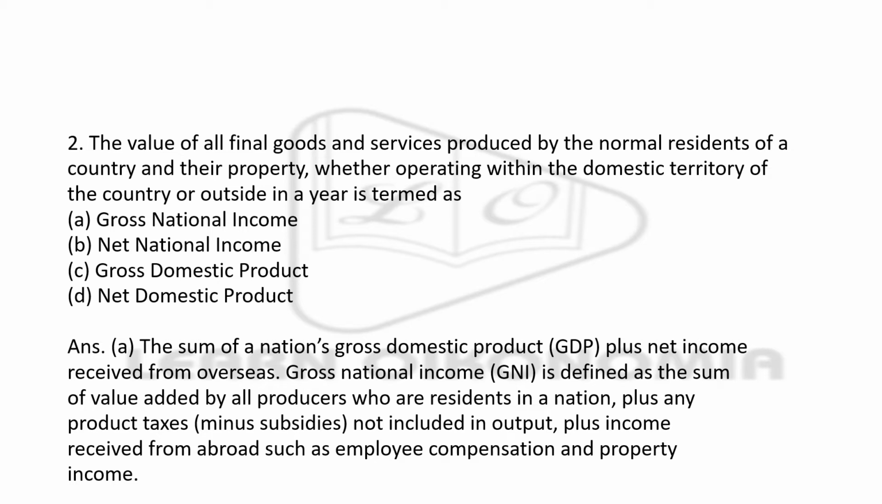It reads like this: the value of all final goods and services produced by the normal residents of a country and their property, whether operating within the domestic territory of the country or outside, in a year, is termed as what? There is a high chance for you to become confused, because all the options given here look the same.